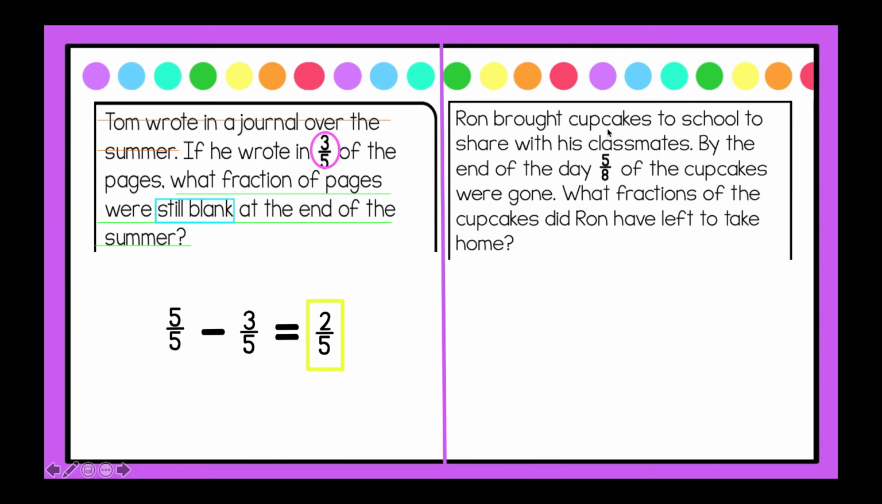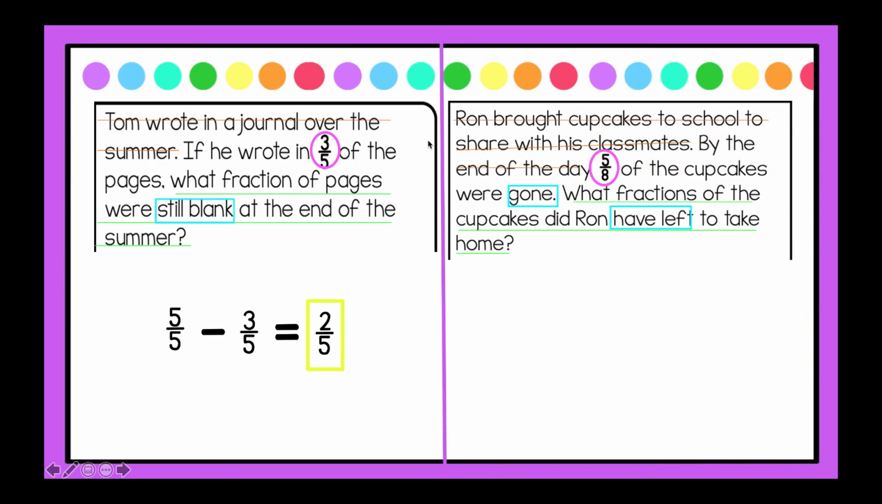Ron brought cupcakes to school to share with his classmates. By the end of the day, 5/8 of the cupcakes were gone. What fractions of the cupcakes did Ron have left to take home? This is kind of similar to this problem over here. Let's do cubes. Again, there's only 1 number to circle, so that probably means we need a whole. Keep that in mind. We're going to underline the question, box some keywords here. Now I chose gone and have left, telling me that something is being subtracted. I'm trying to find the difference.